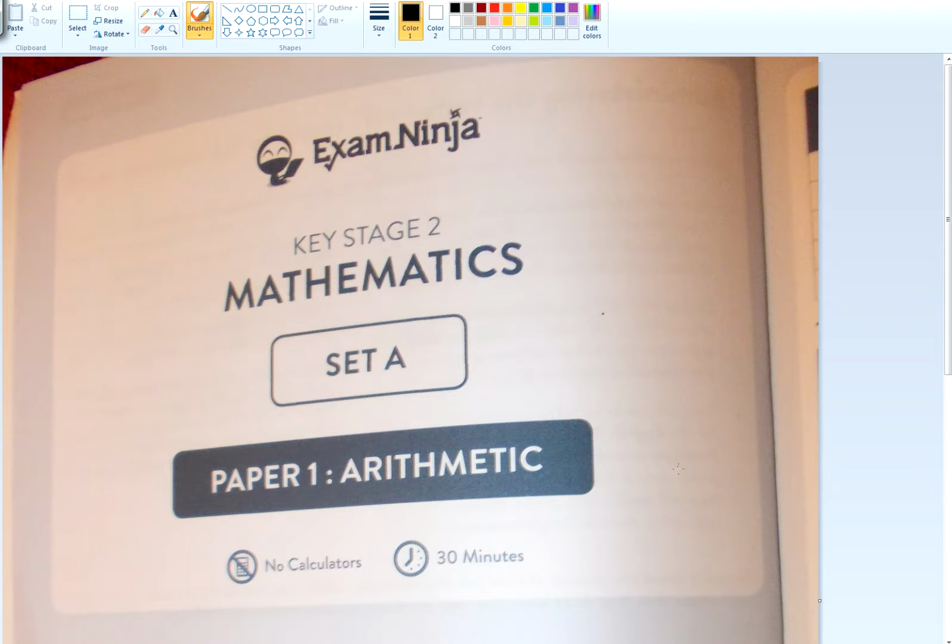We are now looking at the new style 2016 specification arithmetic paper. So this is going to be new for 2016. It is the 2016 spec, and the new name of this paper is called the arithmetic paper, and you'll see in a second exactly what that is.